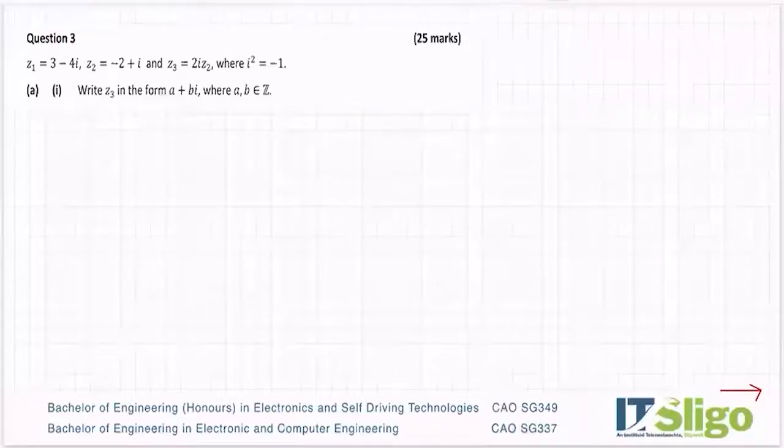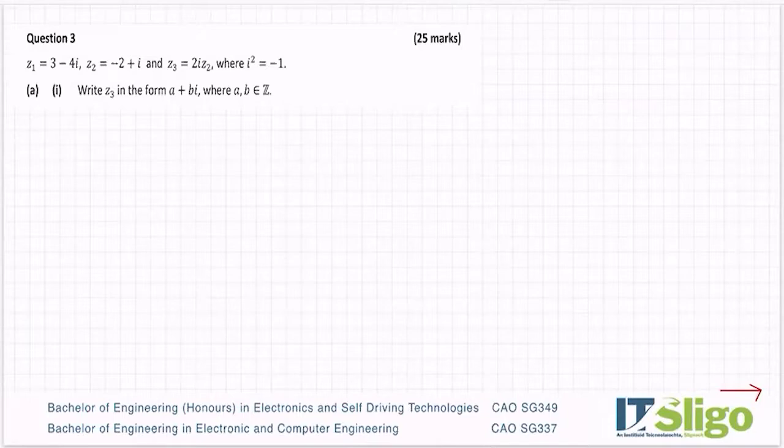Okay, so question 3 in the 2020 paper was the complex number question. Z1 is equal to 3 minus 4i, Z2 is equal to minus 2 plus i, Z3 is equal to 2i, Z2, where i squared is equal to minus 1. Write Z3 in the form a plus bi, where a and b are elements of Z.